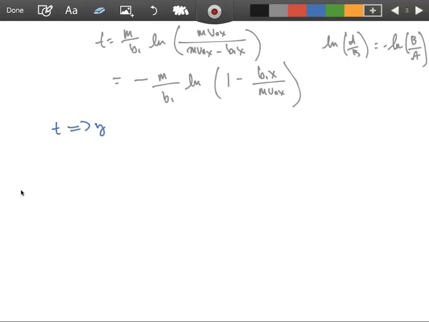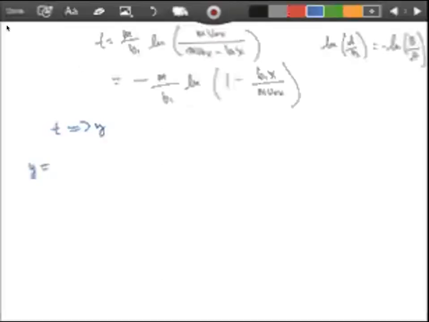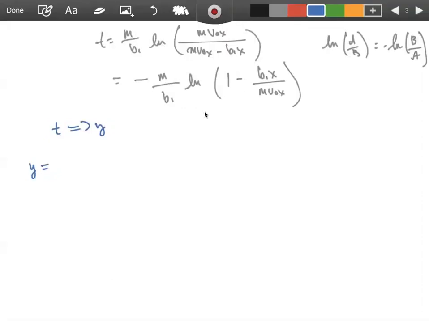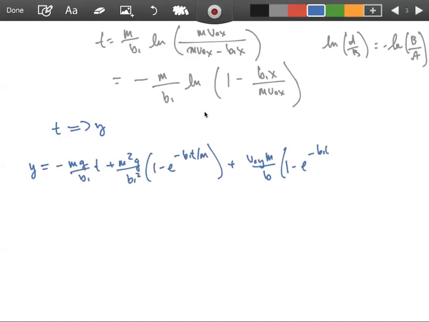Plugging that in, I then get y equal to, let me look, because I forgot already. So this is minus mg divided by b1 times t plus m squared g divided by b1 squared times 1 minus e to the minus b1 t divided by m, plus v initial y m over b1 times 1 minus e to the minus b1 t over m. Good. So let's look at this guy. Now let's put in this t here.